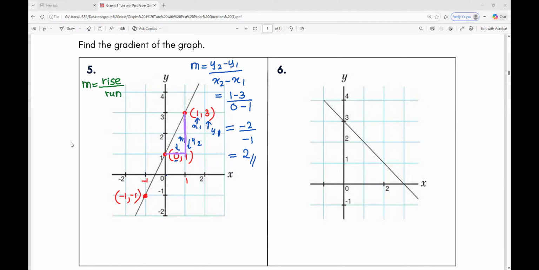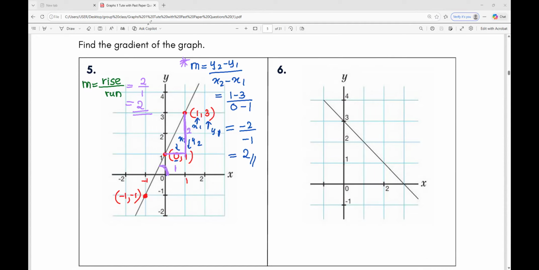Height is 1 to 3, only 2 squares. Height is 2. Base length, there is only 1 square. It is 1. So 2 over 1 means 2. Then check the angle, acute angle. So gradient is positive. You can use any method, but better to go with the formula.